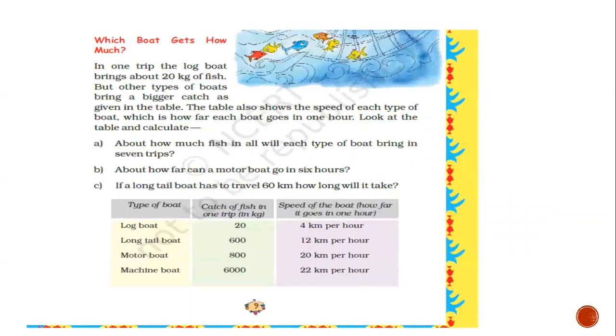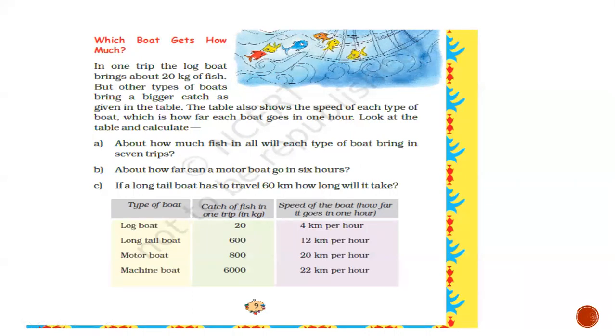This is a fish market where we have different types of boats with their respective catches of fish and their respective speed. So let's go to the question: which type of boat gets how much? In one trip, the log boat brings about 20 kg of fish, but other types of boats bring a bigger catch. As we can see, these are bigger catches. So this is a table. We'll use this table to solve these questions. Let's move to the first part.